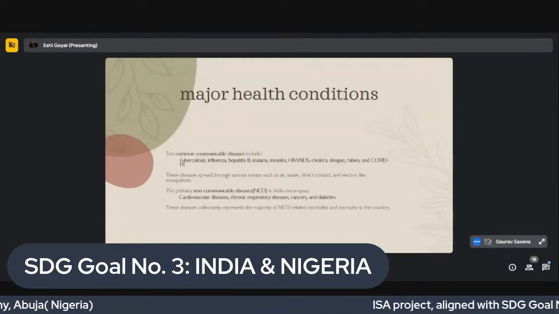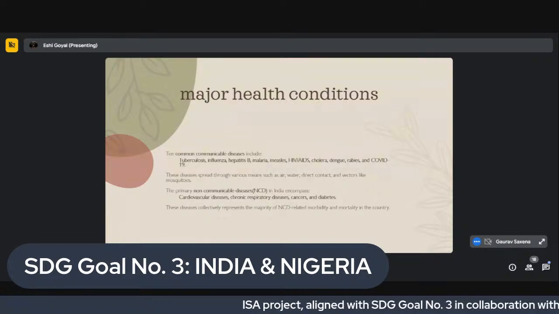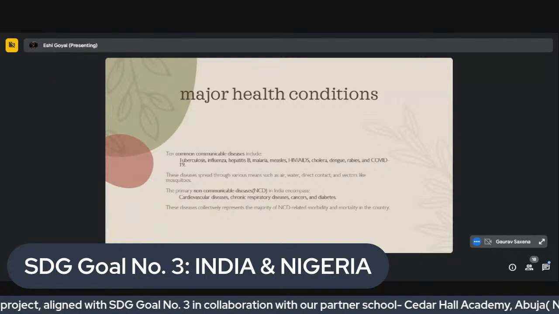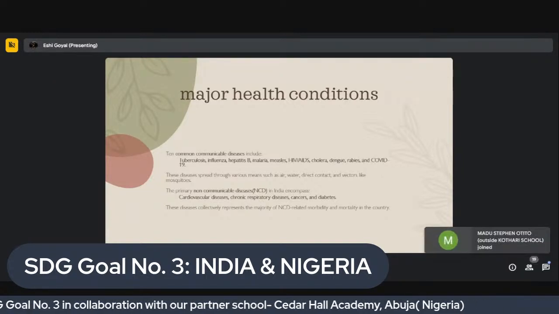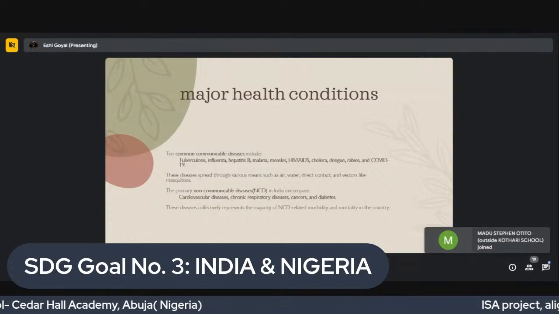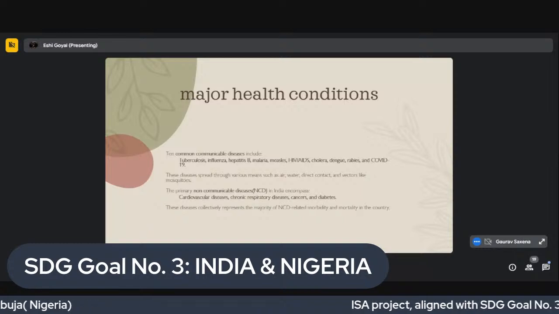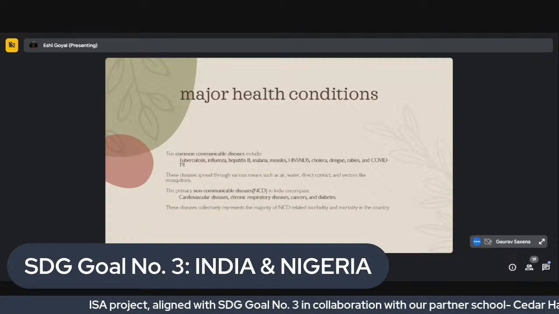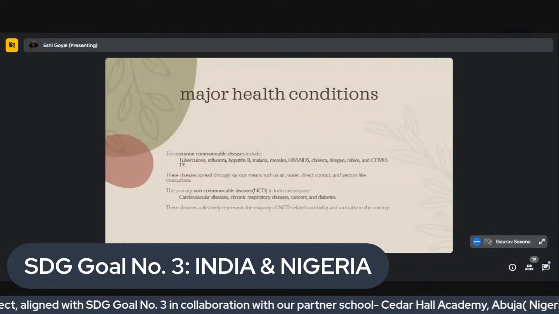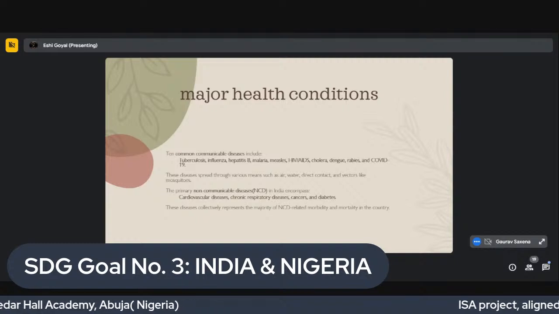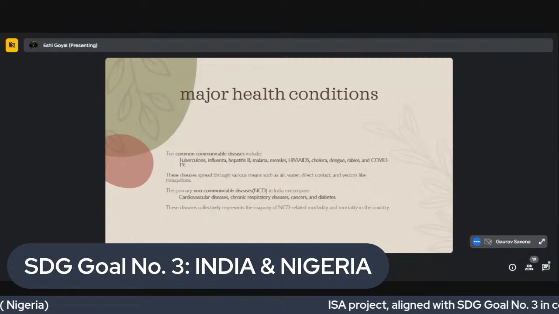Common communicable diseases include tuberculosis, influenza, hepatitis B, malaria, measles, HIV, AIDS, cholera, dengue, rabies, and COVID-19. These diseases spread through various means such as air, water, direct contact, and vectors like mosquitoes. The primary non-communicable diseases, or NCDs, in India encompass cardiovascular diseases, chronic respiratory diseases, cancers, and diabetes. These diseases collectively represent the majority of NCD-related morbidity and mortality in the country.